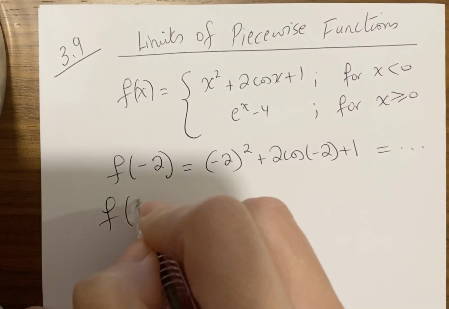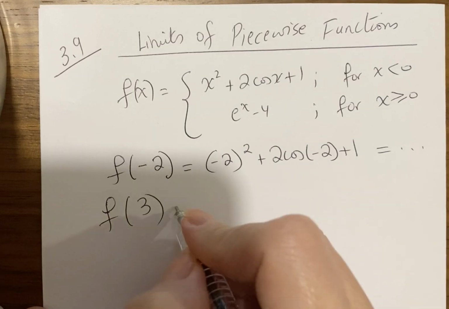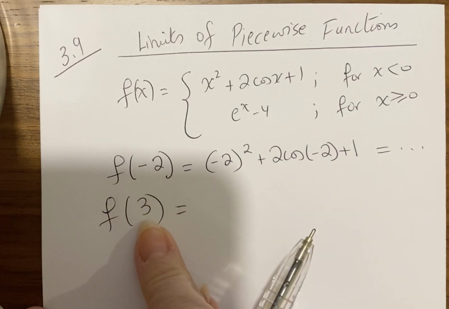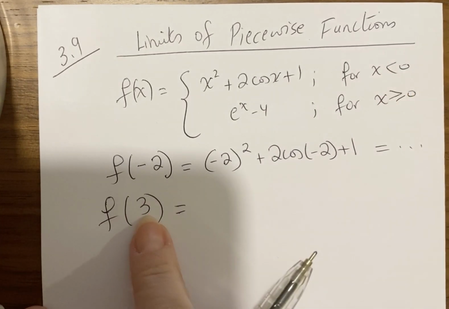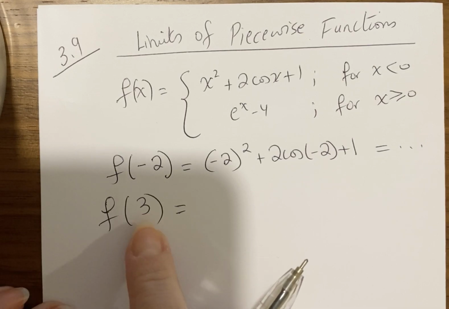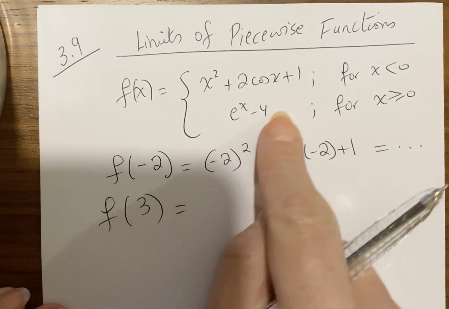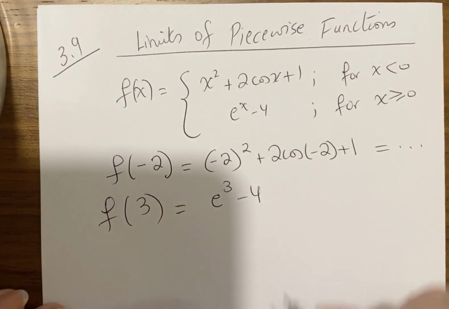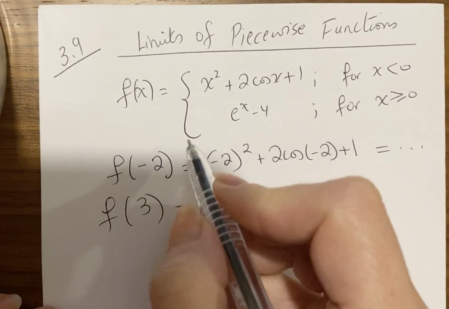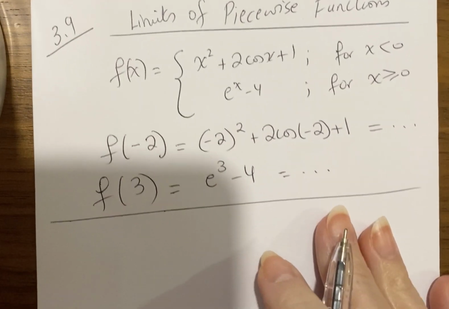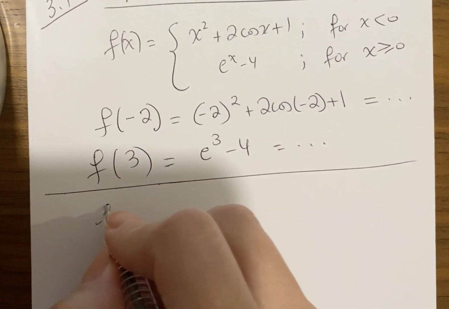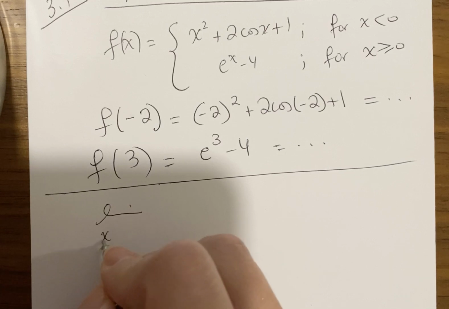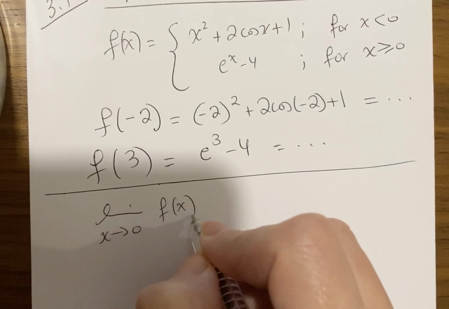If I asked you what is f of 3, the first thing you do is check which of the pieces 3 belongs to. 3 is greater than 0, so it belongs to this branch. So I use this branch for substitution, and you get the answer as well. This is talking about pure substitution. What if I wanted to find the limit around 0 of f of x?